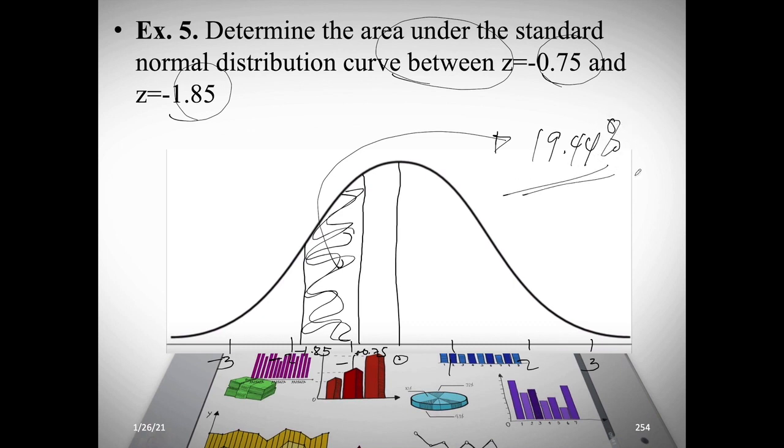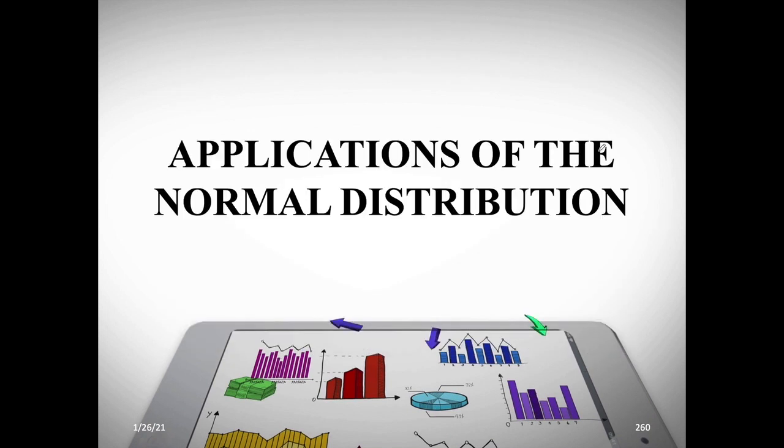Now, if you want to put it into an equation, this is actually the P of negative 1.85. The smaller number is the one on the left. Mas naging maliit siya dahil negative, but if positive, mas malaki ito. So, the smaller number on the left, then less than z, less than negative 0.75. This is its value, 19.44%. I hope nakuha. So, let's proceed with the next slide.